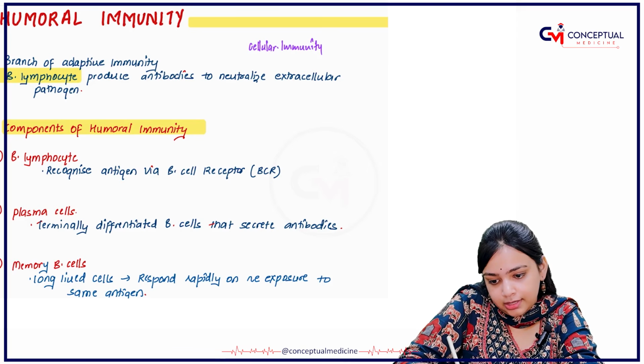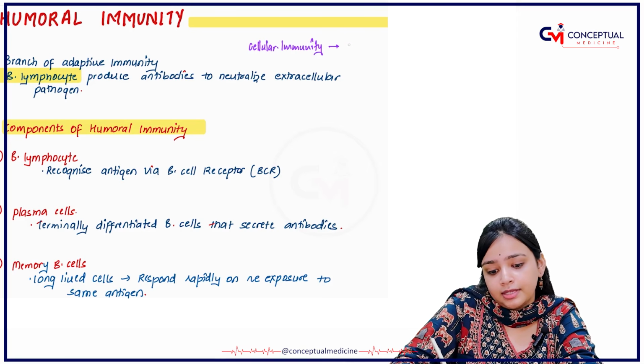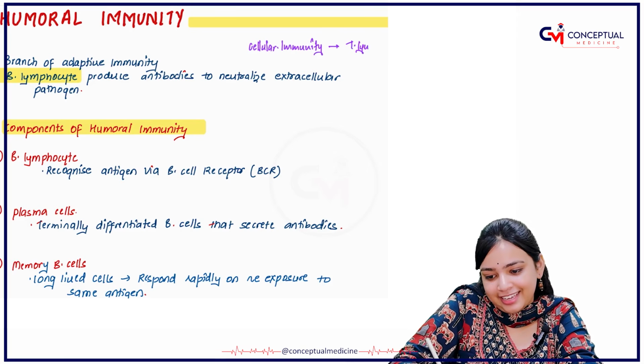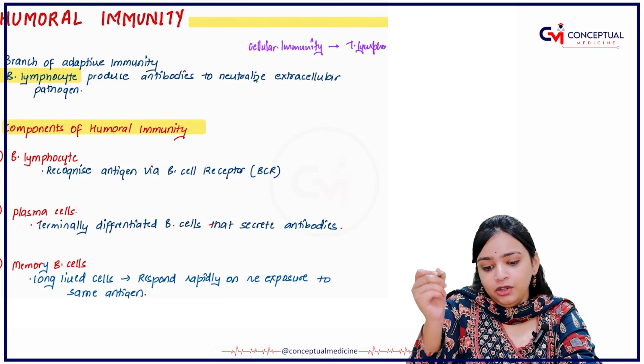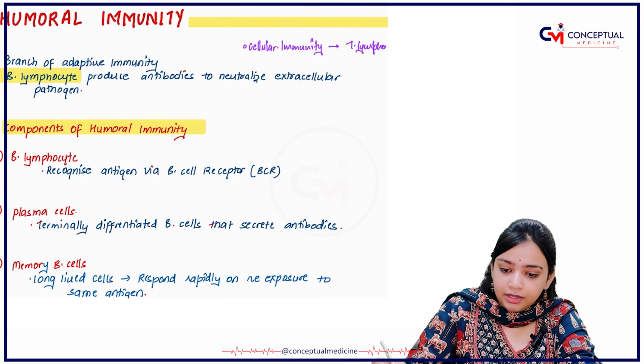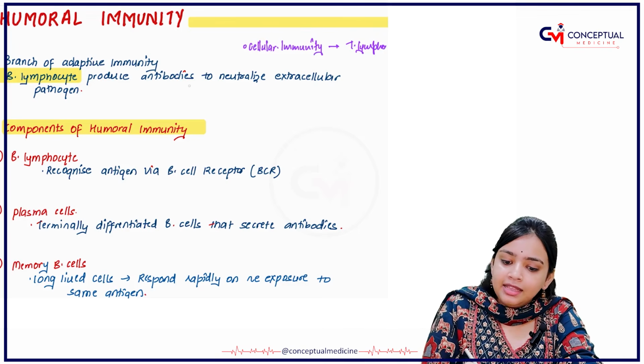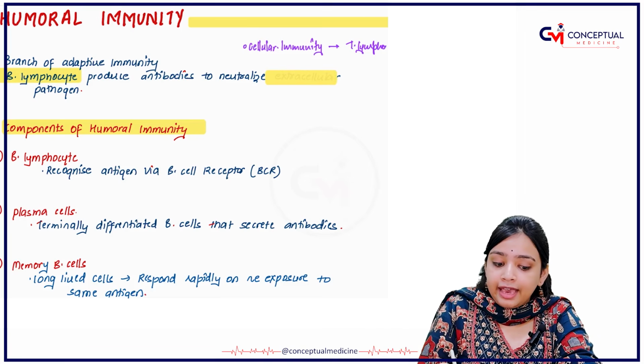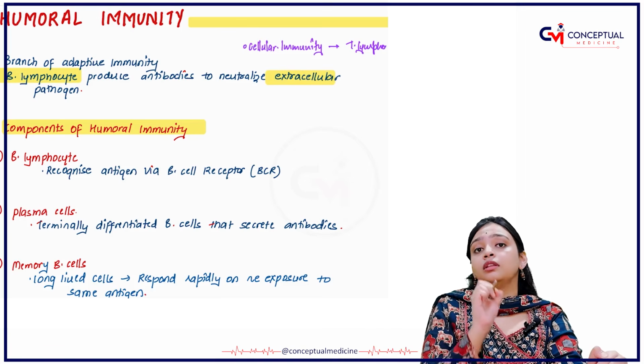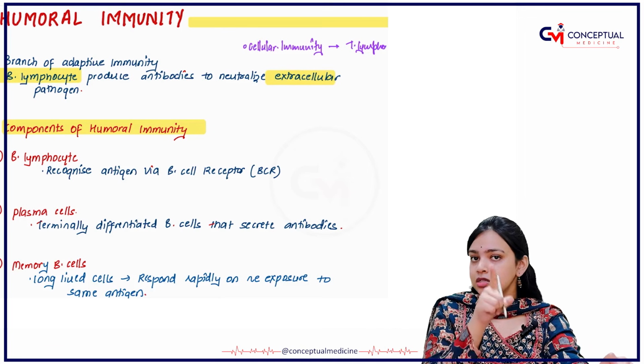in the cellular immunity, who was the key hero? The hero was the T lymphocytes, right? And over here, the key heroes are the B lymphocytes. And the antibodies neutralize the extracellular pathogens. In the cellular immunity, it was intracellular.